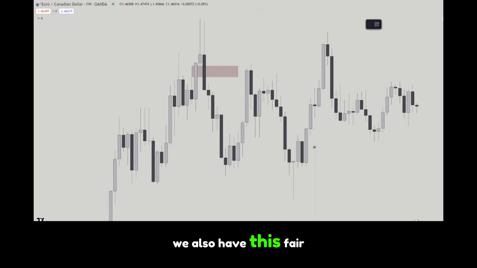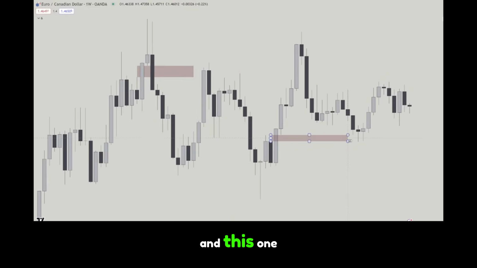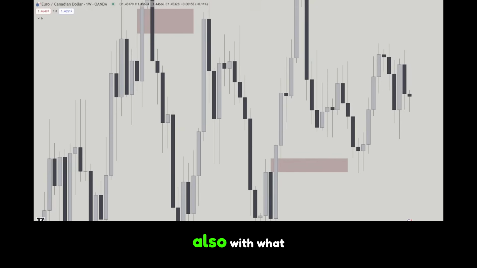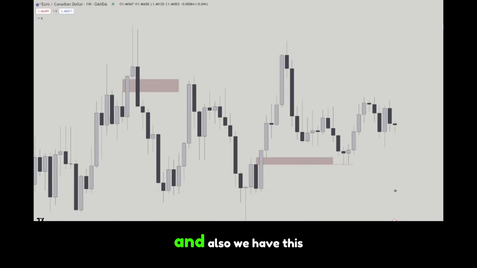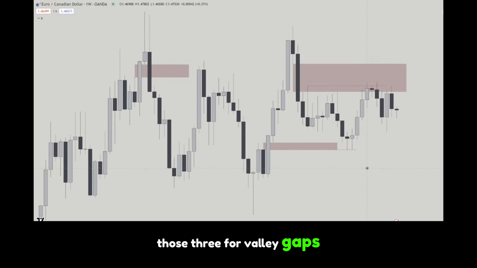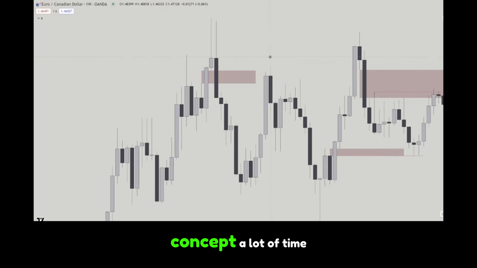We also have this fair value gap right here because it also took liquidity and then a market structure shift in the lower time frame. And this one, you can see it also aligns with what? This high inside an order block. So an order block here and a high inside. And also we have this one right here, a fair value gap that has liquidity inside. So taking a look at those 3 fair value gaps, I could take a lot more, but I don't want to explain what high probability fair value gaps are and go over this again and again, because I already explained this concept a lot of times.